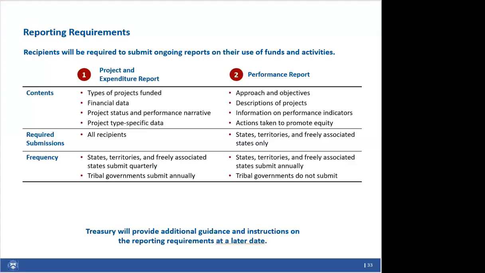So to get started with reporting requirements, as indicated in the guidance, recipients will be required to submit ongoing reports regarding their use of Capital Projects Fund grants and their activities. And there are two different types of reports. First, we will require project and expenditure reports, which will include information about the types of projects being funded, project status, financial data, and other project type specific data. States, territories, and freely associated states will submit these reports quarterly.